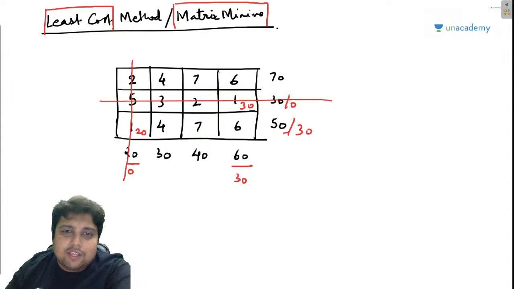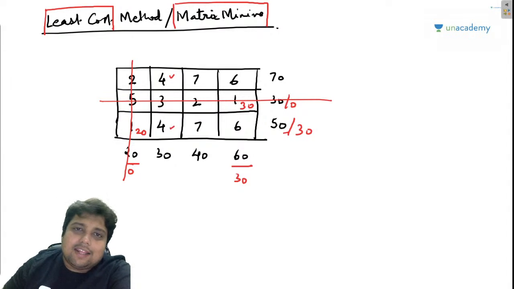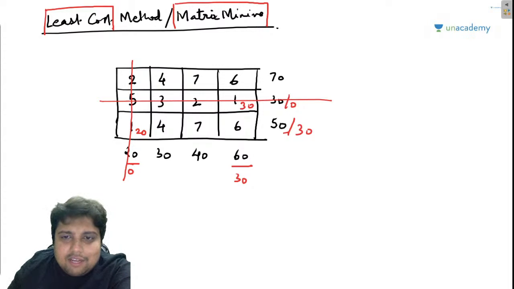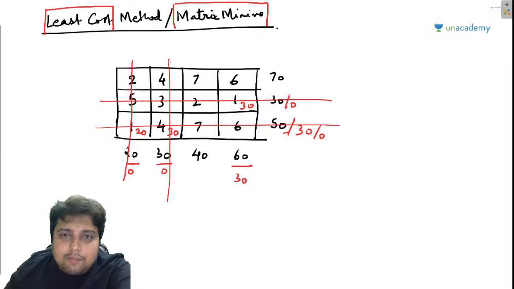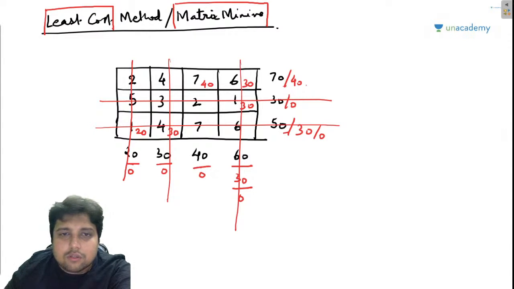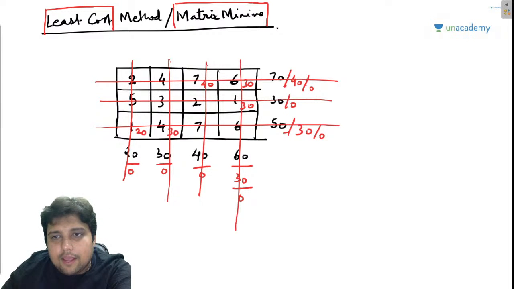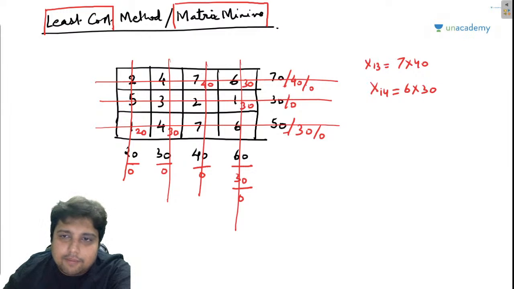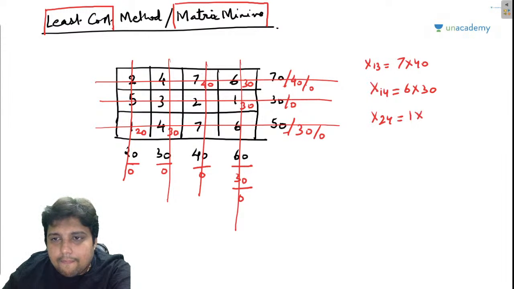Chopped off, right? Now in the remaining matrix, the minimum is 4. 4 is at 2 places. Tie there. Select anyone. No issues at all. So this 4 is asking 30. We can give 30. 30, 0, 0. Cut, cut. Now, out of the remaining, the minimum is 6. Asking for 30, we can give 70. Let us give 30, 0, 40, chopped off. Only one position is left. Asking for 40, we can give 40. So 40, 0, 0, chopped off, chopped off. What am I getting? X13, 7 into 40. X14, 6 into 30, X24, 1 into 30, X31, 1 into 20, X32, 4 into 30.